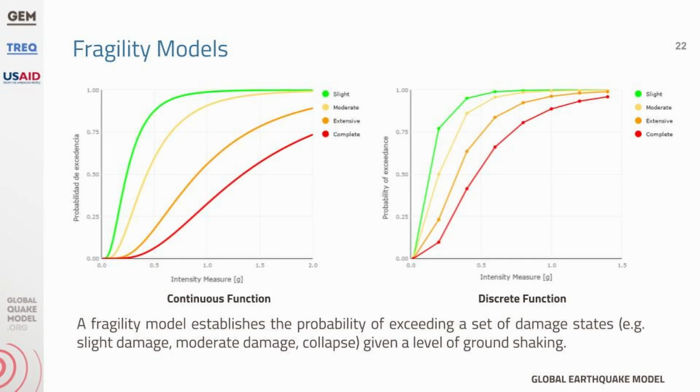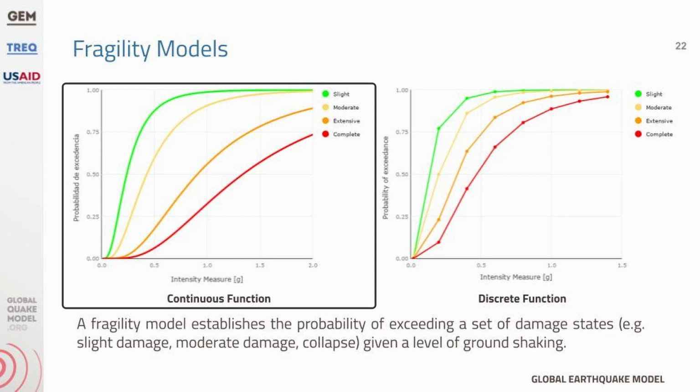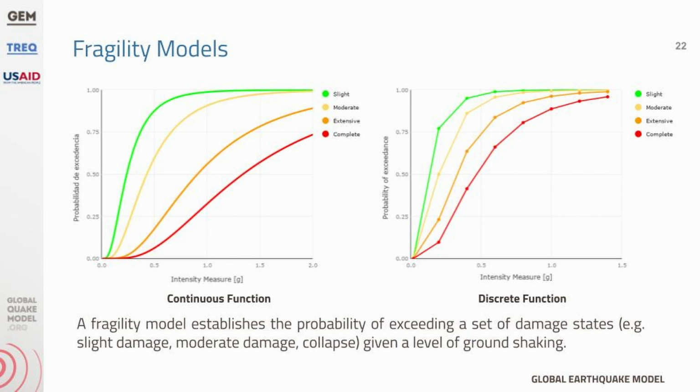In risk analysis, the fragility models establish the relationship between the probability of exceeding a number of damage states, such as slight, moderate, or collapse, given a certain level of ground shaking. This relationship can be described in OpenQuake using a continuous mathematical function, such as lognormal functions, as shown in the figure. Here, we can see that the probability of damage increases with an increase in ground shaking intensity. The relationship can also be established by a discrete function, as shown in this figure.